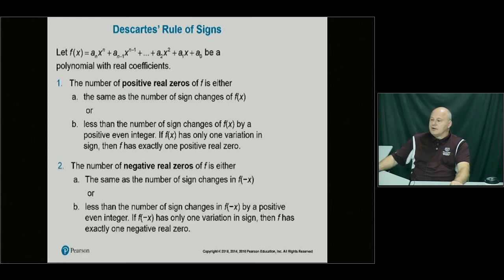Now, the number of negative real zeros. Remember, this first one just tells us about the positive real zeros. This one's about the negative real zeros. Okay? So the number of negative real zeros of f is either the same as the number of sign changes in f of negative x, okay, or less than that by an even number. Okay? So let's say there were 4 sign changes. Okay? Then that means I'm going to get 4, 2, or 0 negative real zeros. And let's say I found 1 already. Remember, it's going to be 4, 2, or 0.